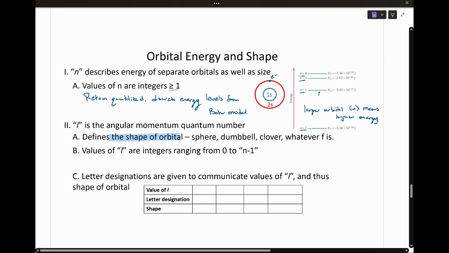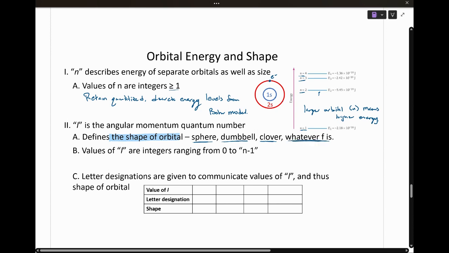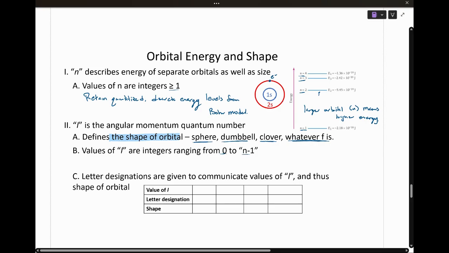The shapes we're going to see are going to be a sphere, a dumbbell, a clover, and then when we get to higher energy orbitals, you get something that is very strange, and so it's not easy to apply a very general term here. The allowable values for L are going to be integer values ranging from 0 to n minus 1. Okay? And so what we can say for n equals 1, you can only have L equal to 0 because that's n of 1 minus 1 equals 0, and so your values range from 0 to 0.